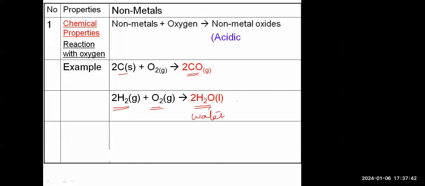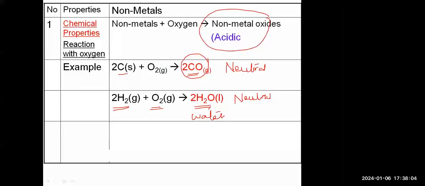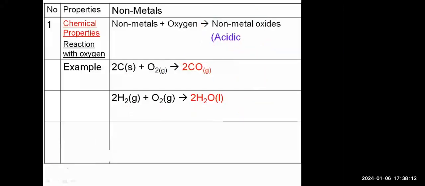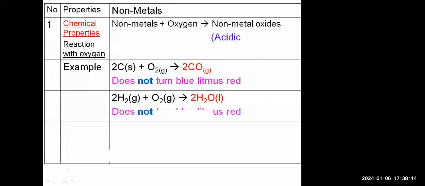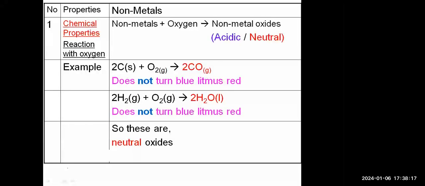Now children, water is neither acidic nor basic. It is neutral, right? Similarly, if you put CO in water, you won't get anything acidic. This is also neutral. So in the previous slide, we saw two equations which indicated that non-metallic oxides are acidic in nature. In this slide, we see they can be neutral also. So we can add this information to the definition that non-metallic oxides can be acidic or neutral.